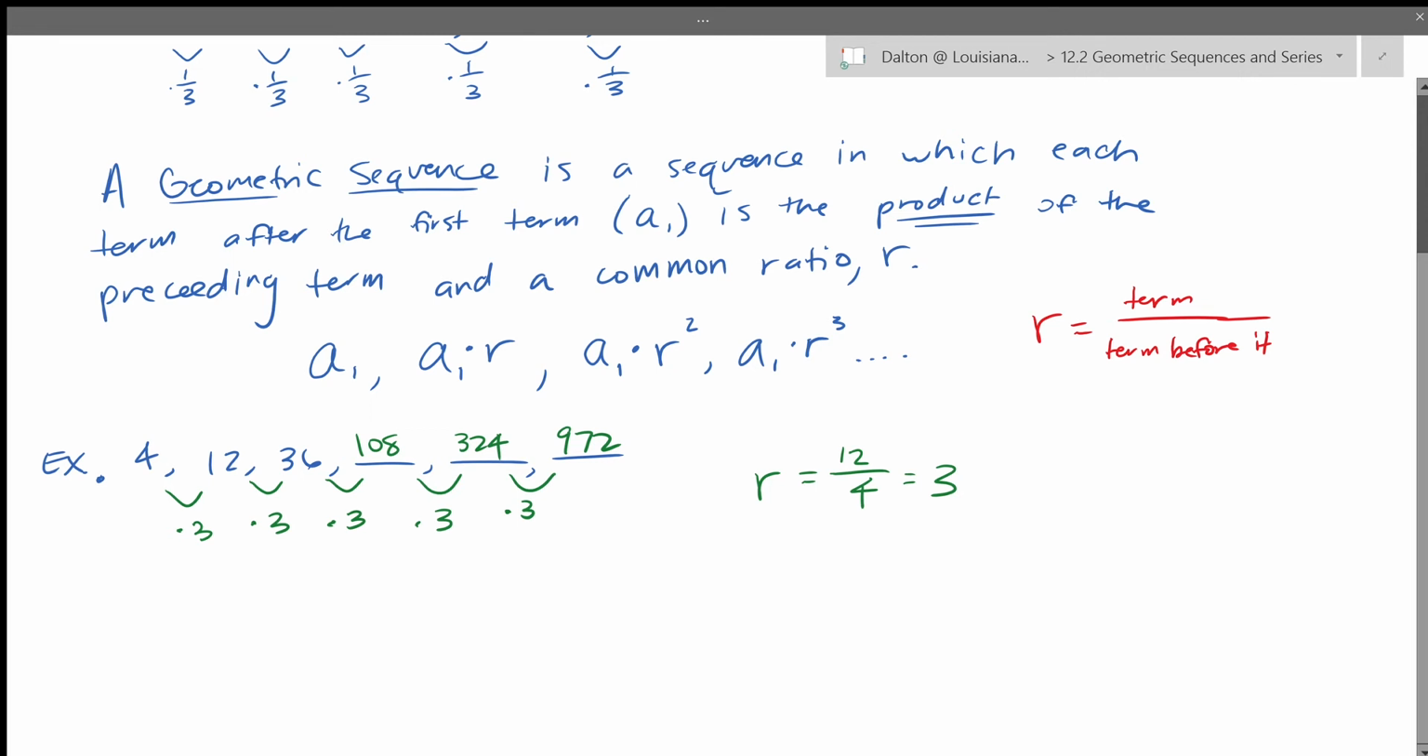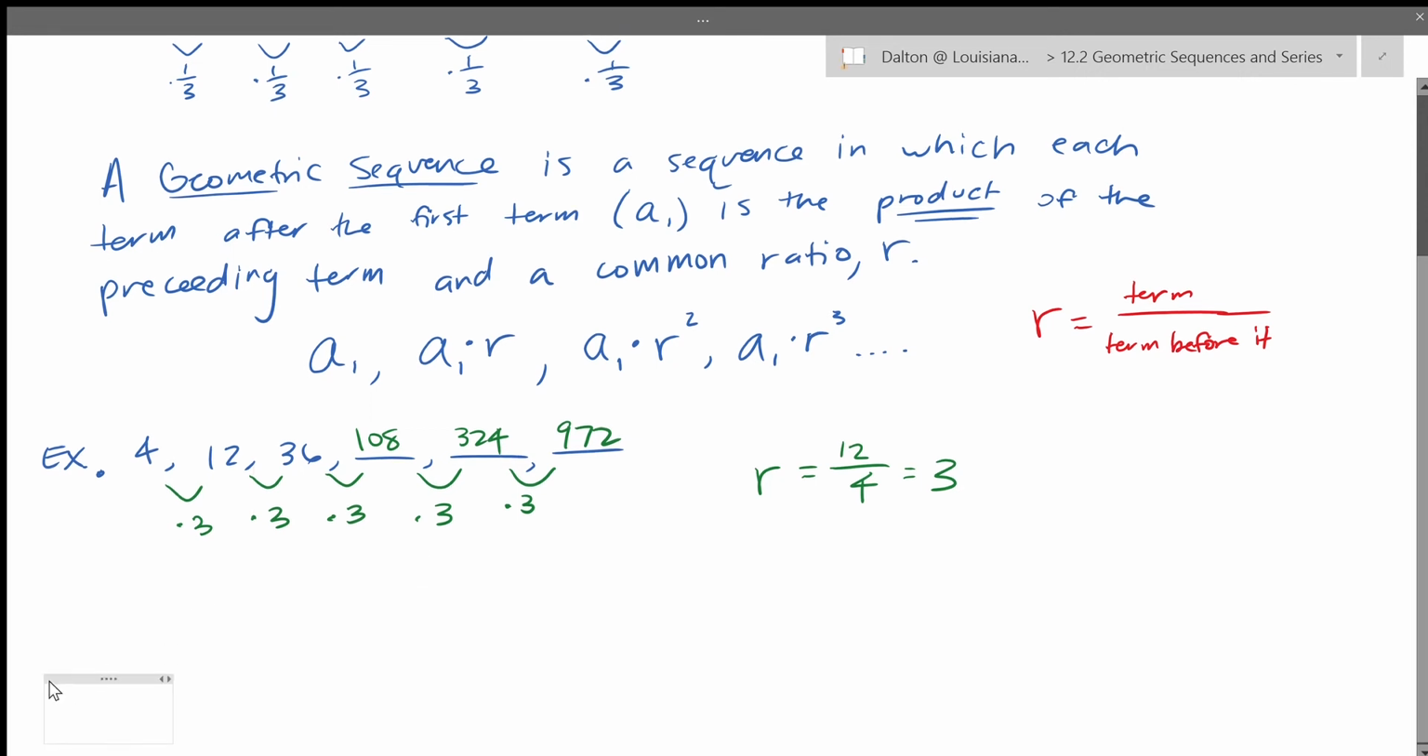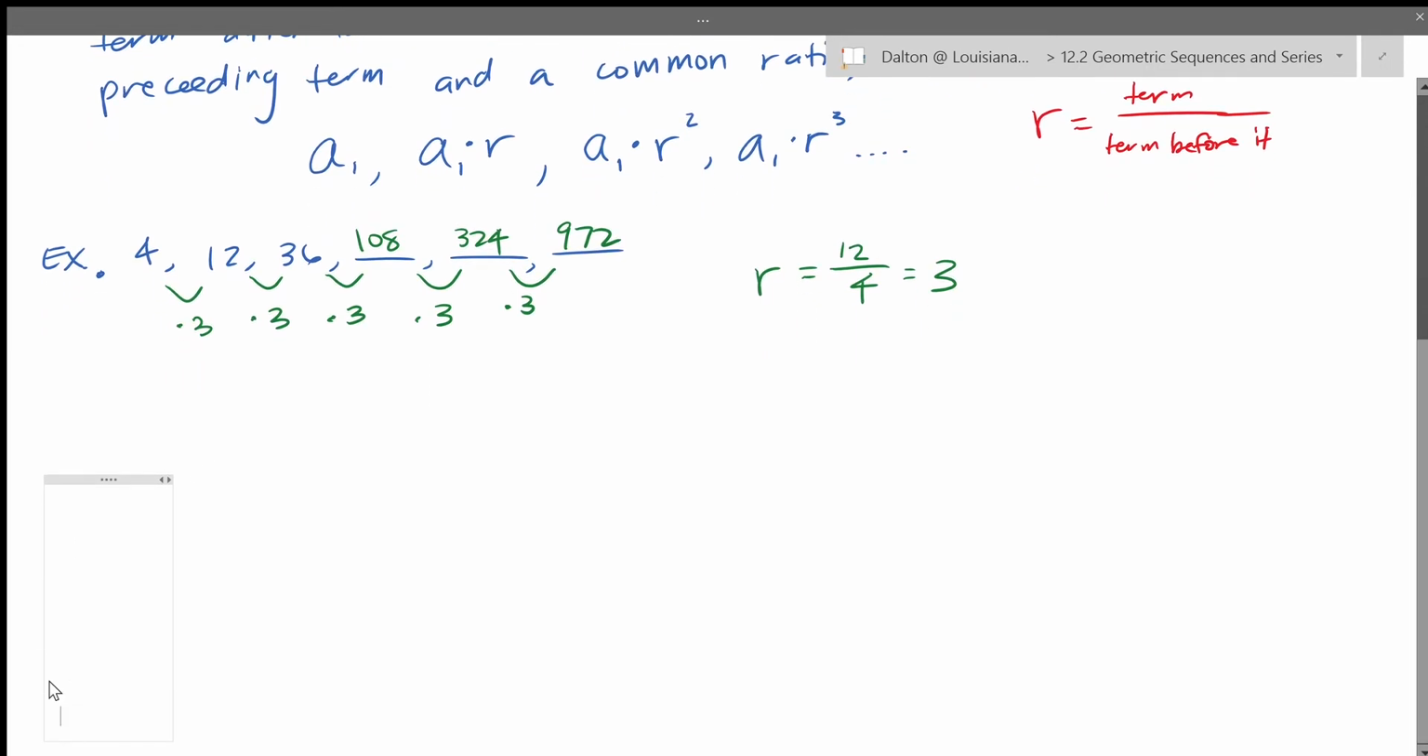So very, very simple. Now, if I ask you for some absurd number, like what is the 300th term in this sequence? That can also be, let me change colors here since this is a definition, that could be considered how to find the nth term. How to find the nth term of a geometric sequence.